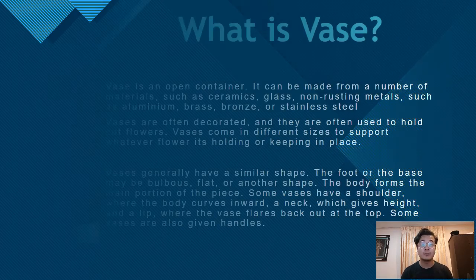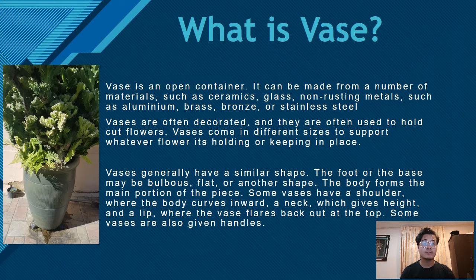My name is Nasrul Farhan, and I would like to present about the introduction. What is a vase? A vase is an open container. It can be made from a number of materials such as ceramics, glass, and non-rusting metals. For this presentation, we are focusing on ceramics.